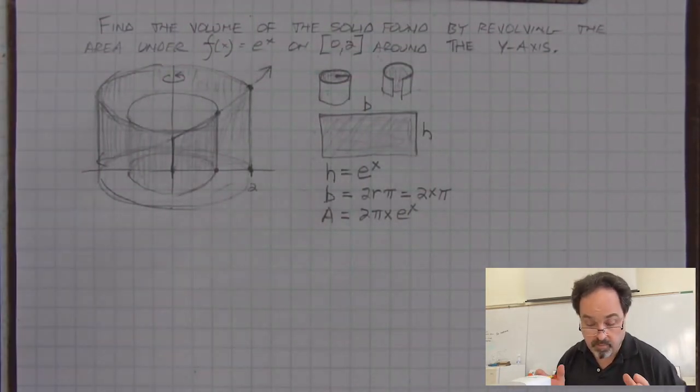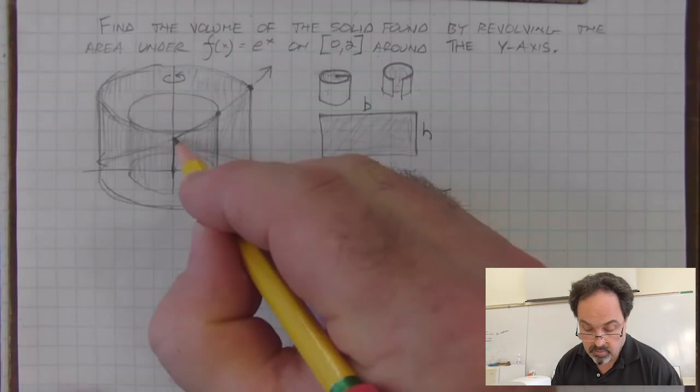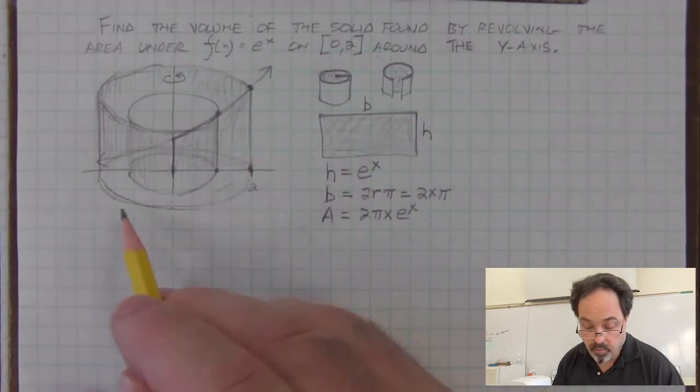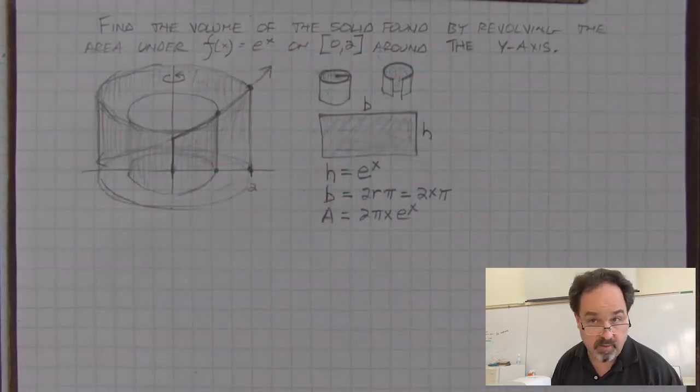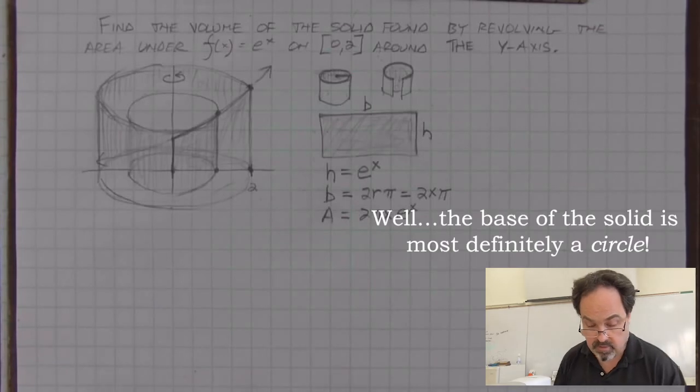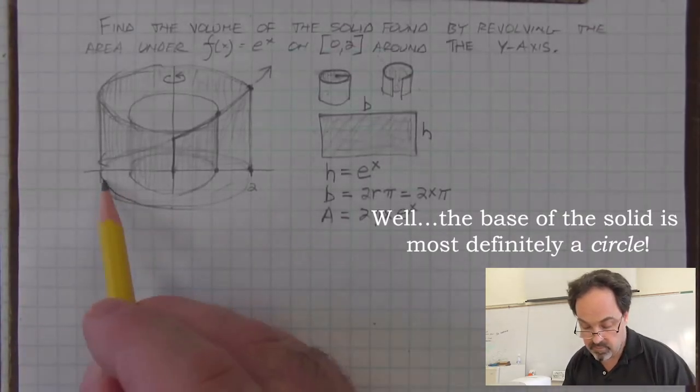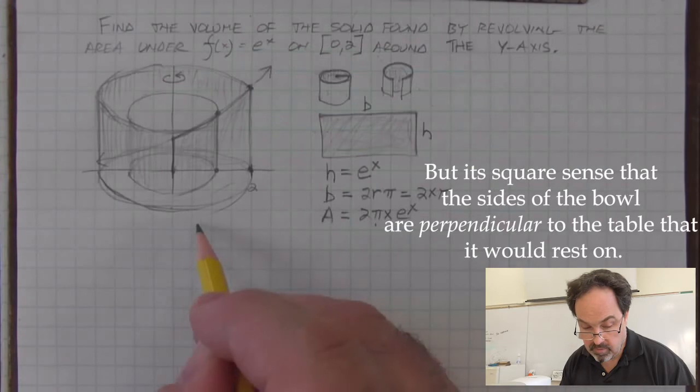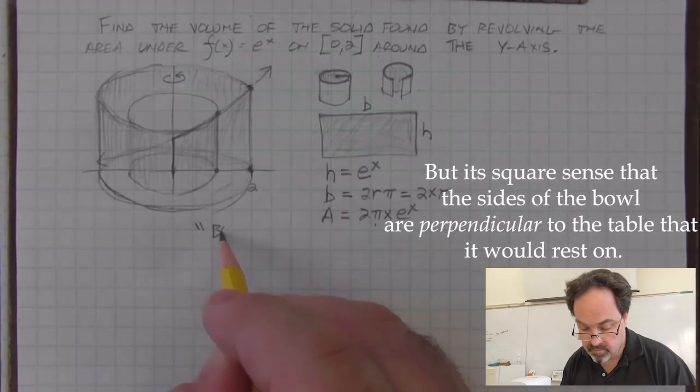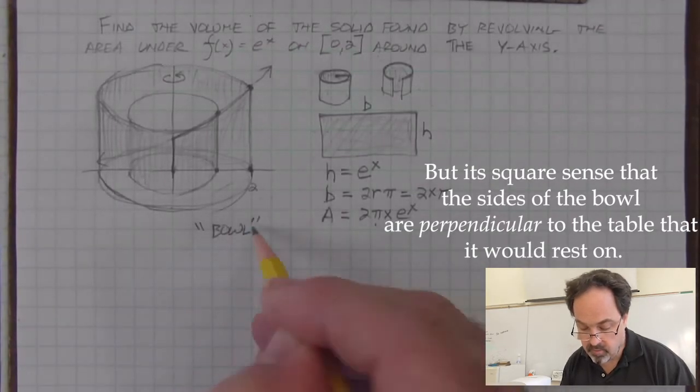If I could visualize the sum of all these shells, the solid formed would be like a bowl, but the bowl would have a very square and stable base. In 3 dimensions, I might label this solid a bowl.